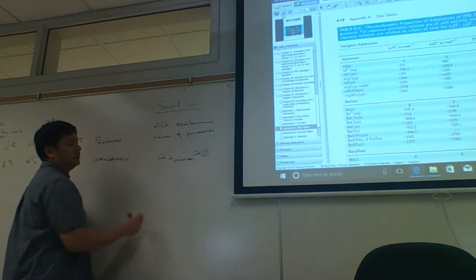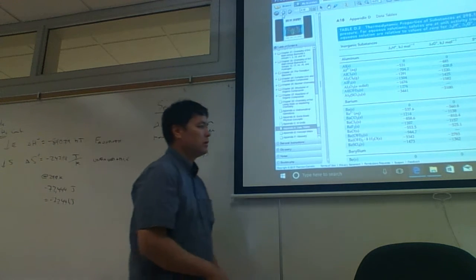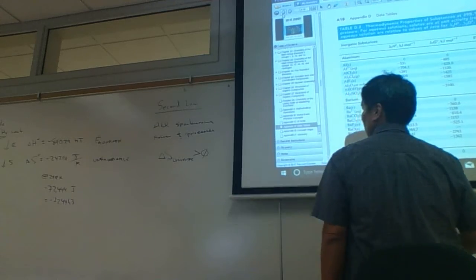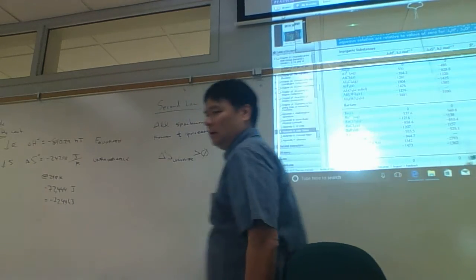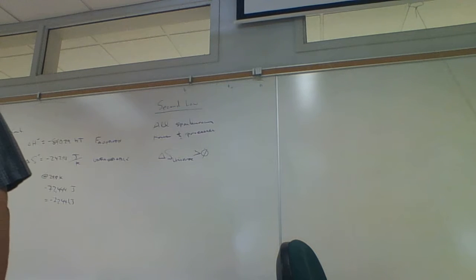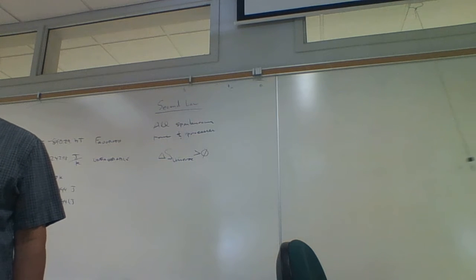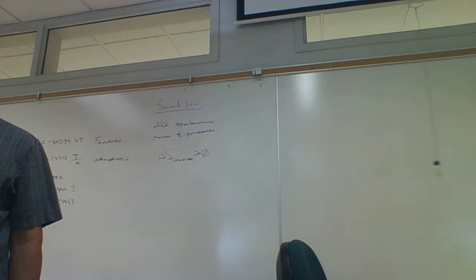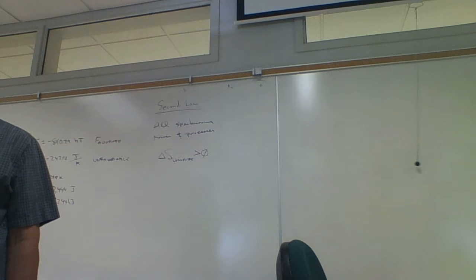So delta S of the universe is greater than 0, but that's a bit too much, so we have to break this down. The universe can be broken down into what? We did this in chapter 7. We break down the universe into two things. What? The system and the surroundings.